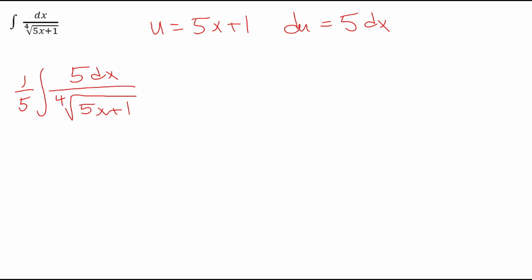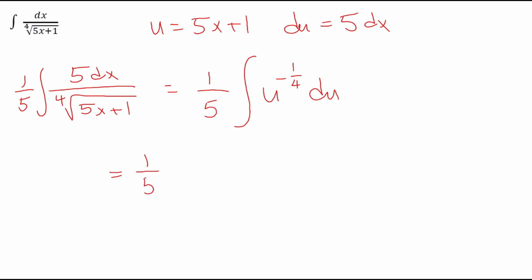Okay? And so now we should be able to rewrite all of this in terms of u. So the 1/5 stays as a 1/5. The 5 dx will become a du. And then the 4th root of 5x plus 1 in the denominator is a 4th root of u in the denominator, or just a u to the negative 1/4. So now it's just a power rule problem.